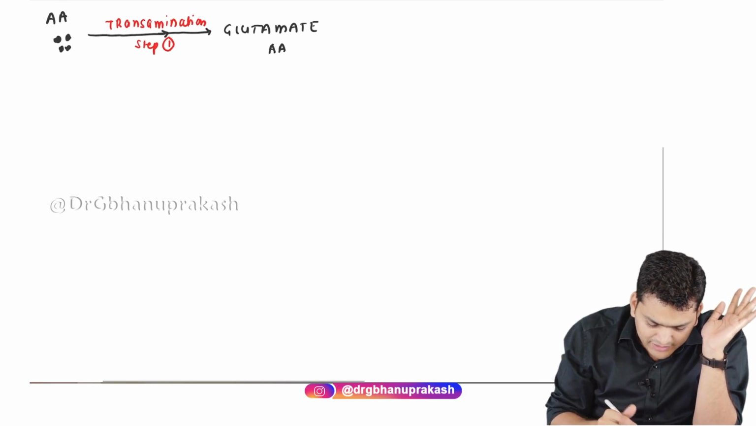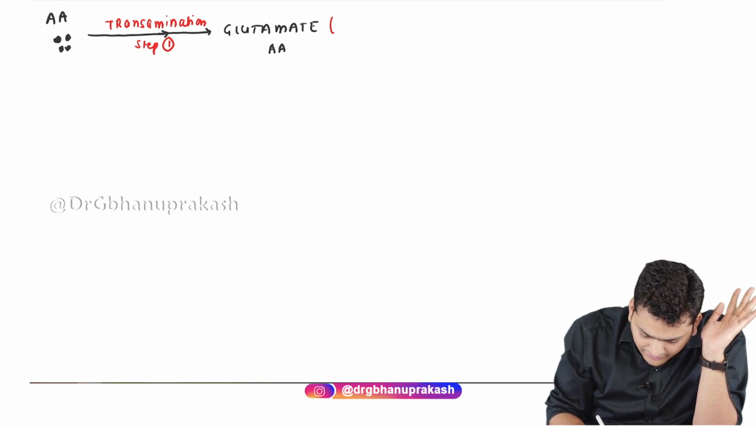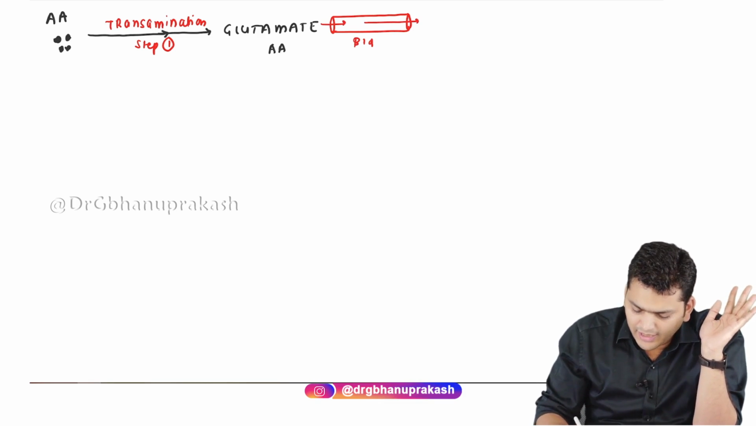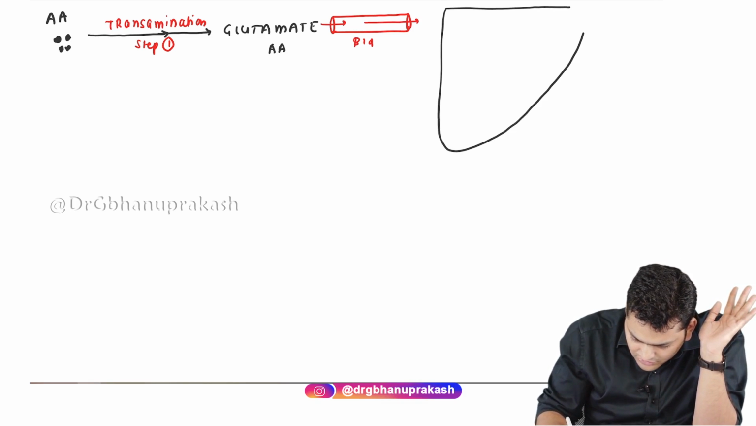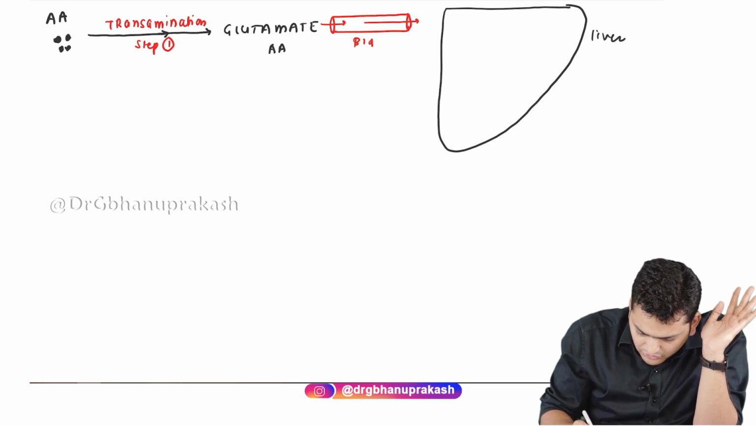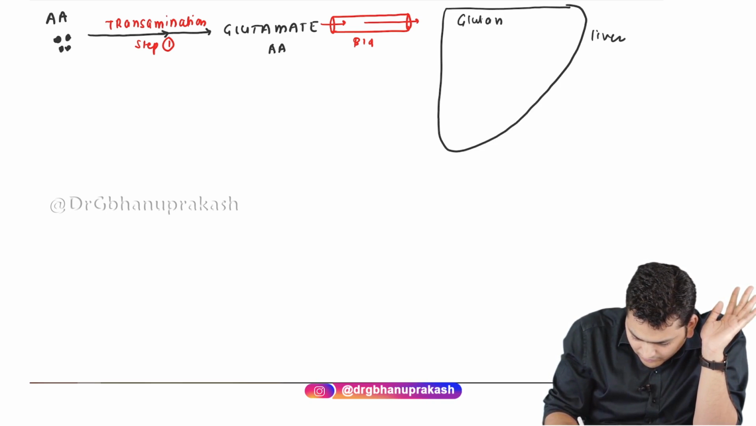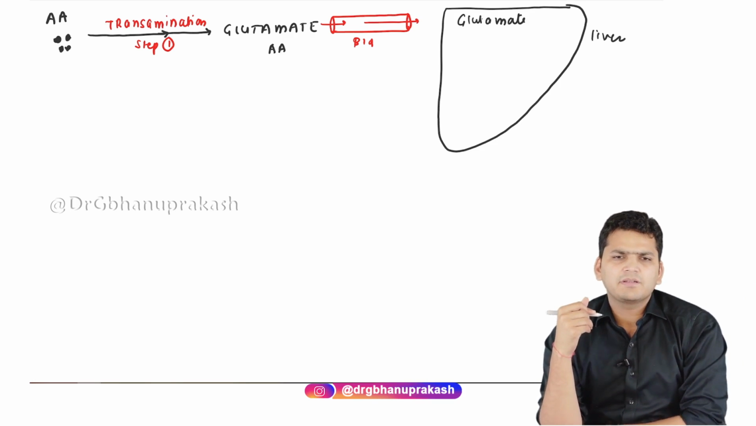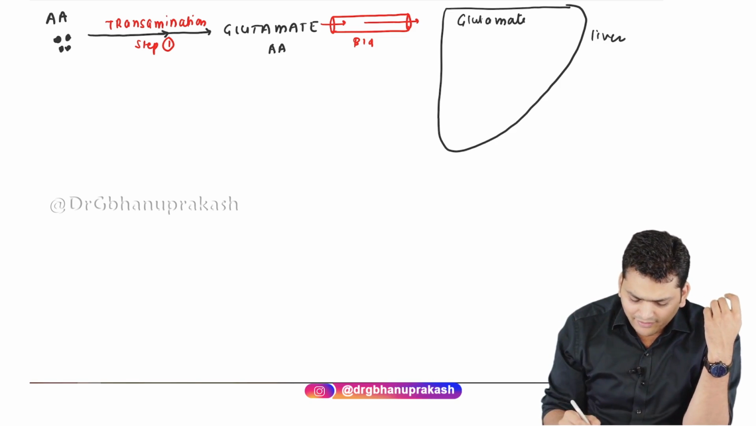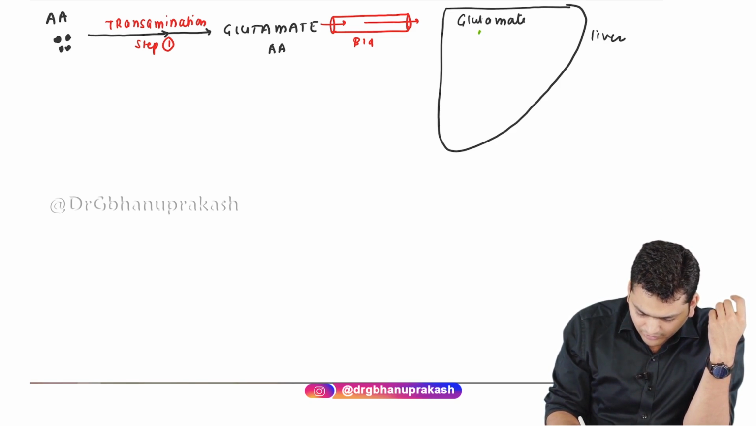Now this glutamate is an amino acid. We know that it can easily travel via blood because it is a non-toxic substance. It will travel via blood and reach the target organ, the liver. Say, here is the liver. This glutamate molecule will reach the liver. Once it reaches the liver, glutamate has a very specific quality: it very easily donates the ammonia, meaning you can take out the ammonia very easily from the glutamate.